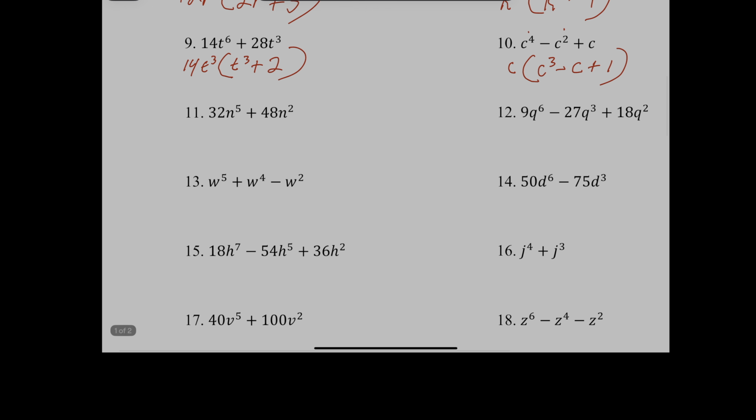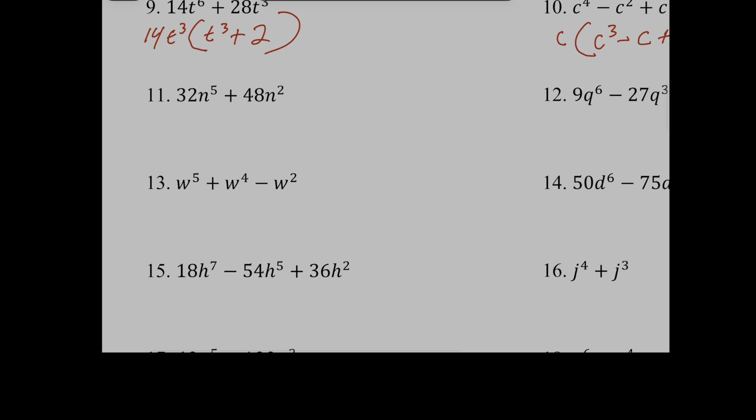Let's do number 11. Okay, so 32 and 48. This will be an interesting one. The answer is 16, but let's say we didn't see that at first. Okay, so this is going to be one of those that I said you may do in a 2-step. So I'm going to pull out an 8, even though I know it's 16. Okay, so N5 and an N2, you're going to pull out an N2. What's left over? First one is going to be a 4n cubed, and the second one, 6 times 8 is 48.